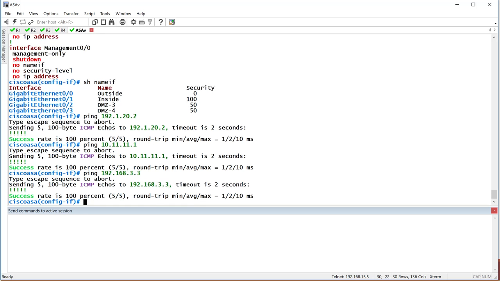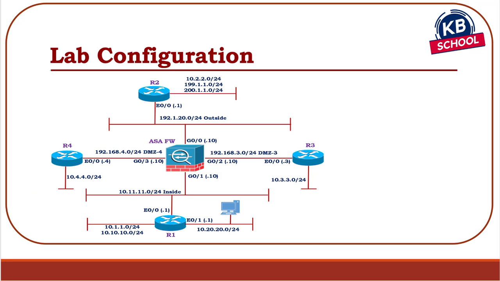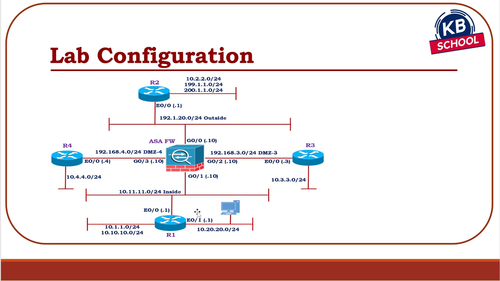3.3 should also be pingable. 4.4 is also pingable. So all my surrounding routers that are surrounding my ASA firewall are reachable. So my basic config is done now. Router 2, I ping. Router 1, I ping. 3.3 and 4.4, I ping. I would not be able to go beyond it right now because I don't have any routes beyond the directly connected. For example, if I wanted to ping any of these routes, they're beyond my directly connected. I would need to have routing to take care of that. And that's the next thing that we'll be taking a look at.